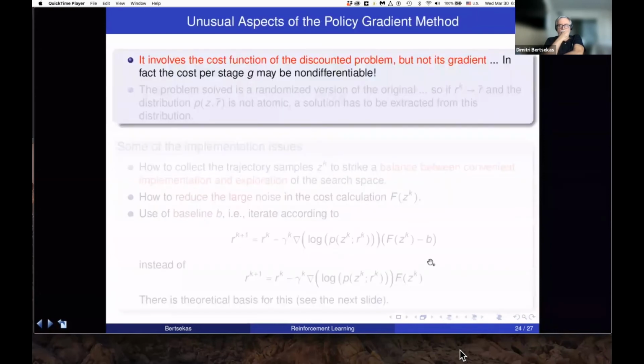Implementation issues. Okay, some unusual aspects. It involves the cost function of the discounted problem, but not its gradient. The cost per stage does not have to be differentiable. So is this really a gradient method in the mold of what we know and love, like taking the gradient of the cost function? Well, it's not really. G may be non-differentiable, so you can't define gradients of the cost function.